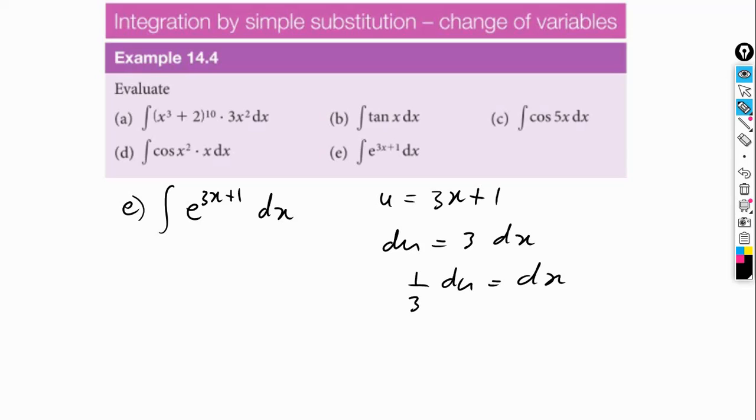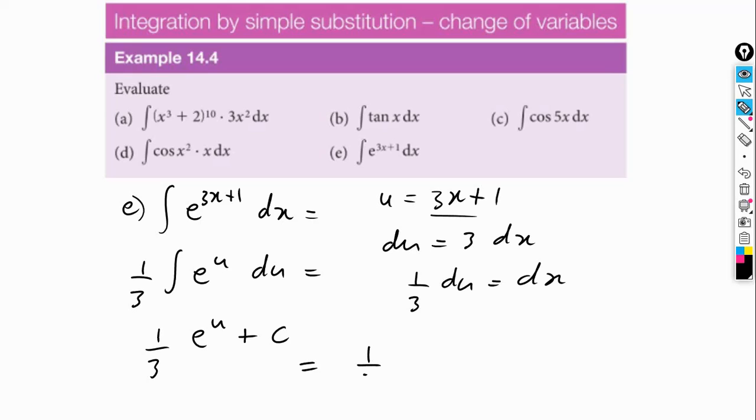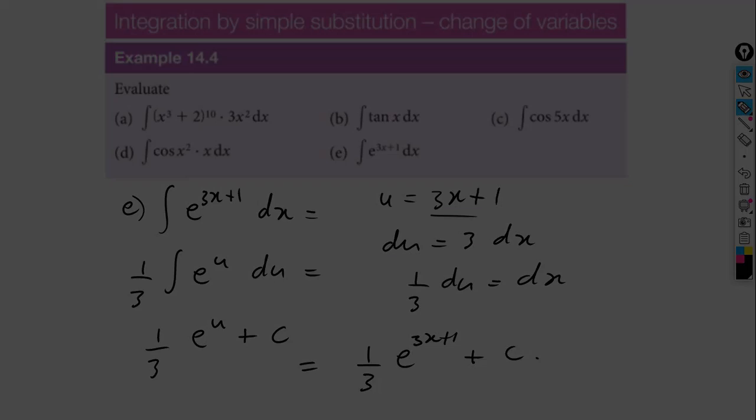So this is going to be the same as saying 1/3 integral of e to the u du. So this is going to be 1/3 e to the u plus c, but then we said that u is 3x plus 1, so this is the same as 1/3 e to the power of 3x plus 1, and don't forget the constant, plus c.